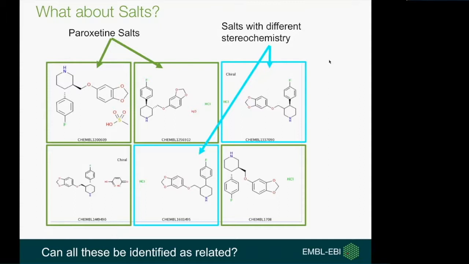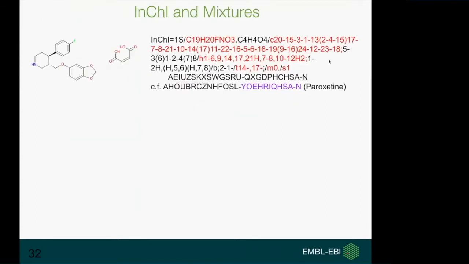So potentially, again, it's useful to be able to pull together information that's been measured on different salts, but also these different related molecules and the salts of them. So the question is, can we actually do this using the InChIs and InChI keys? And it turns out that yes, we can, by looking at the way the InChI itself is constructed.